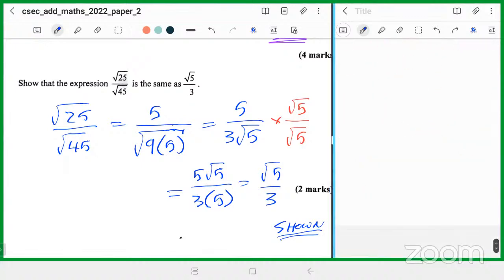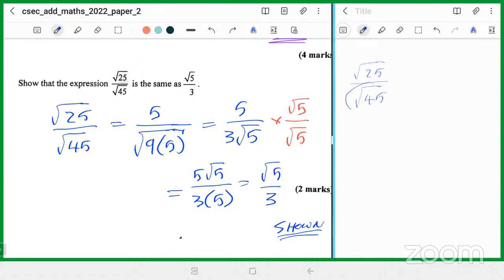Let's just show you something. So I have root 25 over root 45. Watch me now. I realize that the denominator of my answer is already rationalized. It's already a rational number. There's no root anything under here.